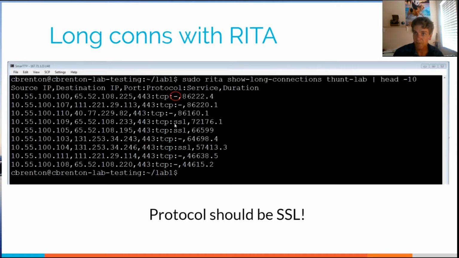So TCP 443 is always going to get identified as SSL. SSL in Zeek speak is just a generic identifier. This could have been a TLS session, and it's still going to get labeled as SSL, and that's fine. At least I know the application layer made sense for this well-known port. But notice we've got a bunch of instances here where it's a dash. And what the dash means is it didn't recognize the application.